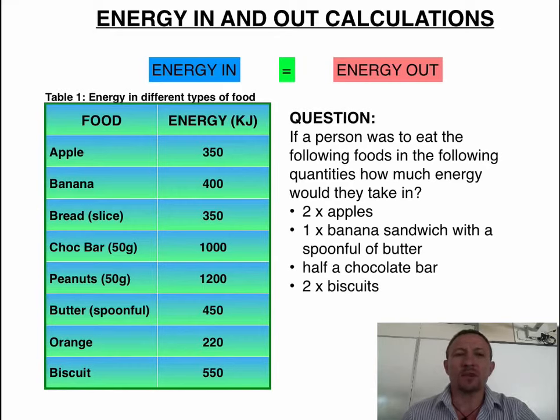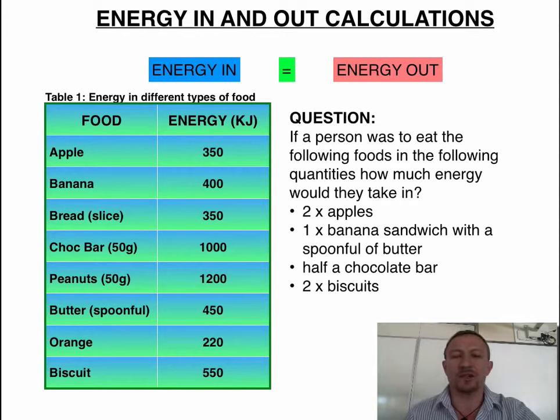So when you're trying to calculate the energy in, what you need to do is to add together all the different types of food that you've got and add their energy values together. That way it's very easy to work out what the total amount of energy that is coming into the body is likely to be. No one's actually saying that this is definitely going to be the energy that you're going to get inside the body, but it's the potential energy that you're going to get.